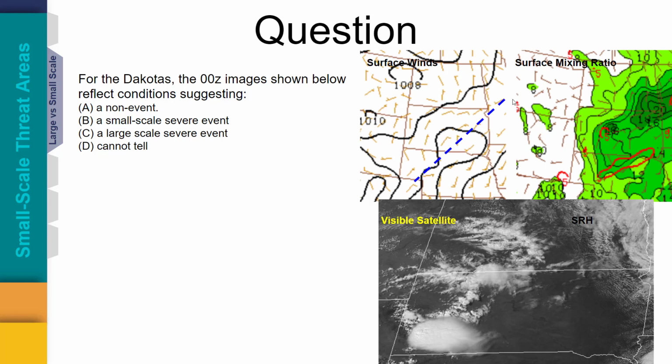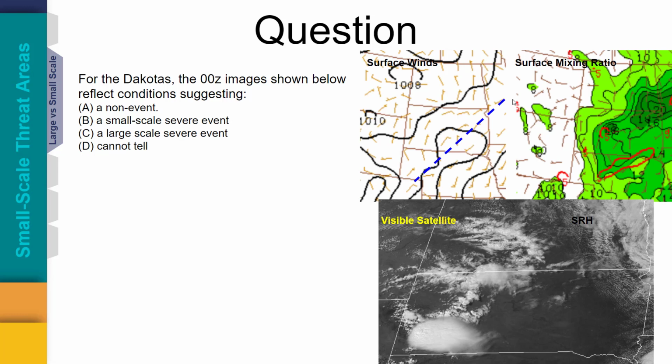Interestingly, we see moisture pooling on the western side of the boundary with higher mixing ratio values and lower values in the supposed warm sector east of the boundary. And the visible satellite shows the only building cumulus clouds being over the western half of the state of South Dakota. So how would you answer this question? Are we looking likely at a non-event, a small-scale event, or a large-scale event?